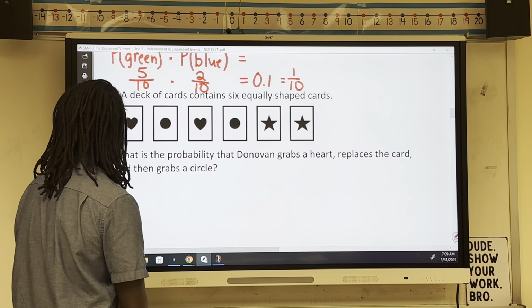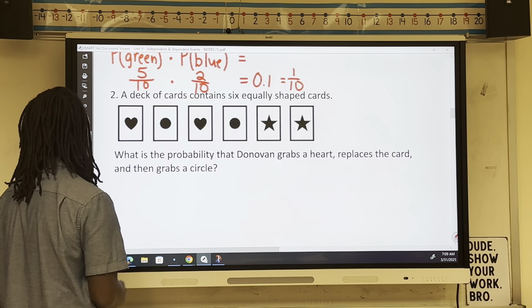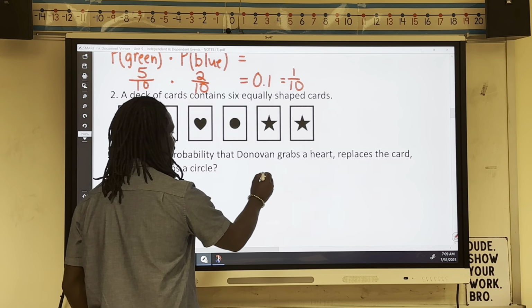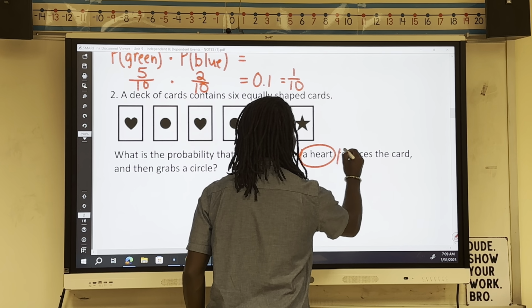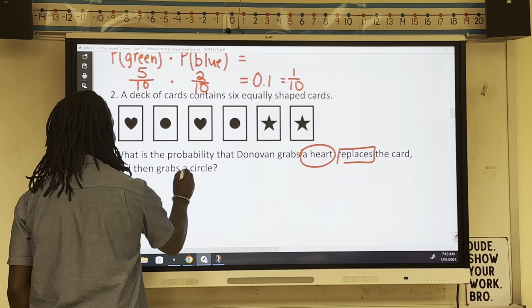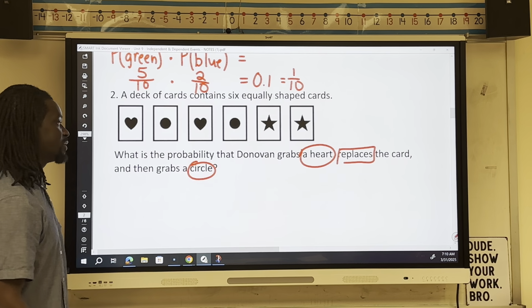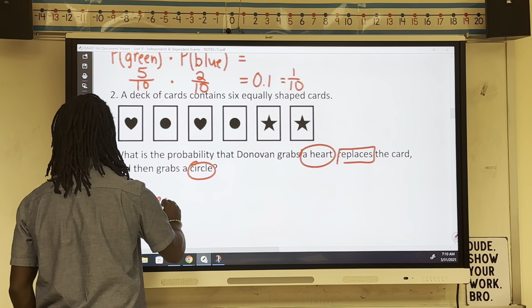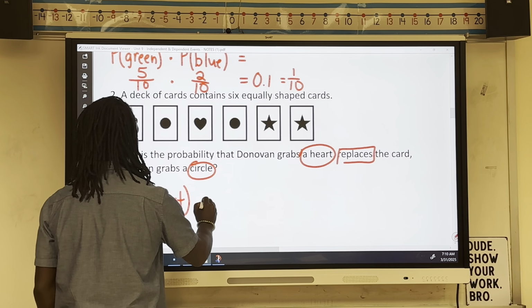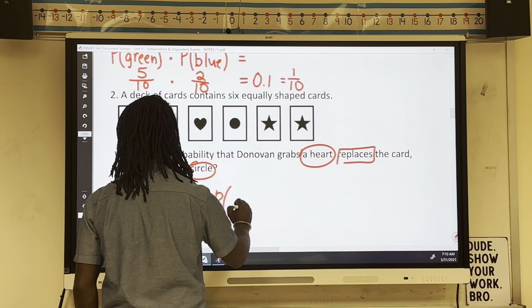A deck of cards contains 6 equally shaped cards. What is the probability that Donovan grabs a heart, replaces the card, and that's key, and then he grabs a circle? So we're looking for the probability of getting a heart, and then we're going to multiply that times the probability of getting a circle.